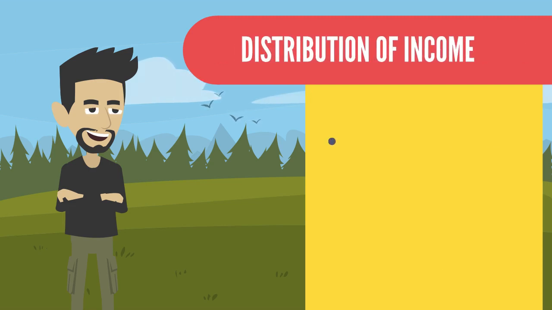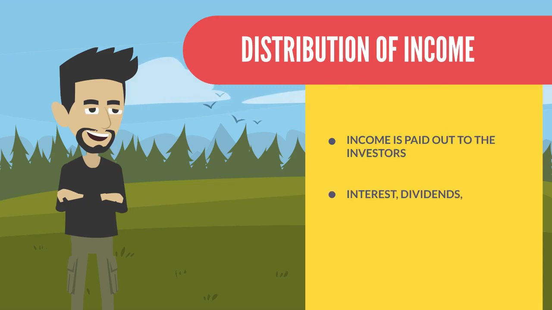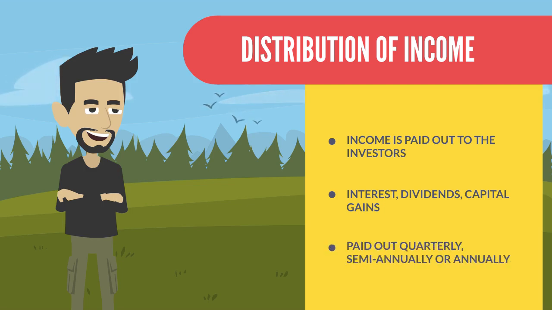Distributions, on the other hand, are when income and capital are paid out to investors, like interest earned on bonds or dividends and capital gains earned on stock that were inside of the mutual fund. It's essentially fund managers passing down profits to the investors. These distributions are usually paid out quarterly, semi-annually, or annually, and they can either be paid to you in cash or they can be automatically reinvested to purchase more units in that fund.